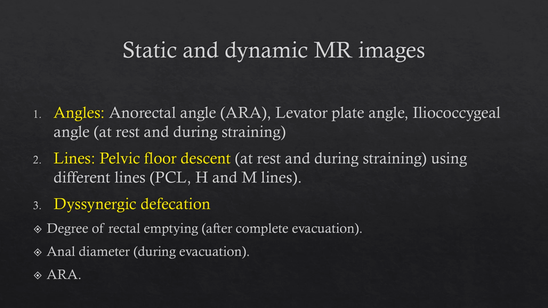How to assess the static and dynamic MR images? We are using different angles and lines, and sometimes we have some points related to dyssynergic defecation. Regarding the angles, the most important angle is the anorectal angle. The second is the levator plate angle, and the third is the iliococcygeal angle. We have also lines for pelvic floor descent. We should comment on the PCL or pubococcygeal line, or the H and M lines. These angles and lines should be assessed during rest and during straining.